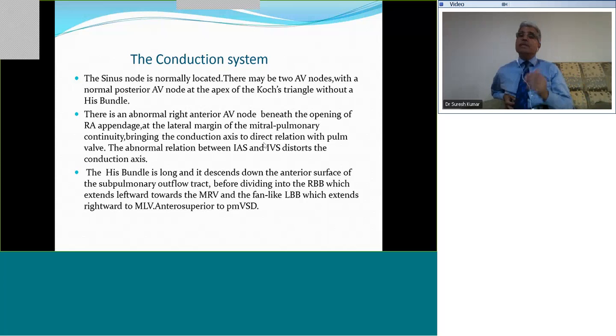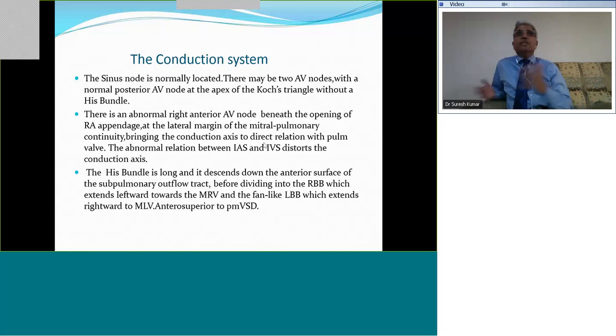And the abnormal relationship between the atrial septum and the ventricular septum would distort the conduction axis. How? The His bundle is long. It descends on the anterior surface of the subpulmonary outflow tract on the right side. And it divides into a right bundle branch. The right bundle branch has now a long way to travel because it has to reach a left-sided ventricle. And the left bundle branch, which fans out into its fascicles, is on the same side.